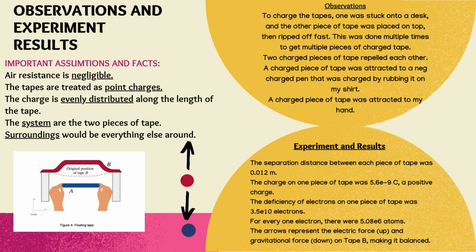I found out that two charged pieces of tape repel each other. A charged piece of tape was attracted to a negatively charged pin, and I got this negative charge by rubbing the pin against my shirt. And then a charged piece of tape was attracted to my hand.